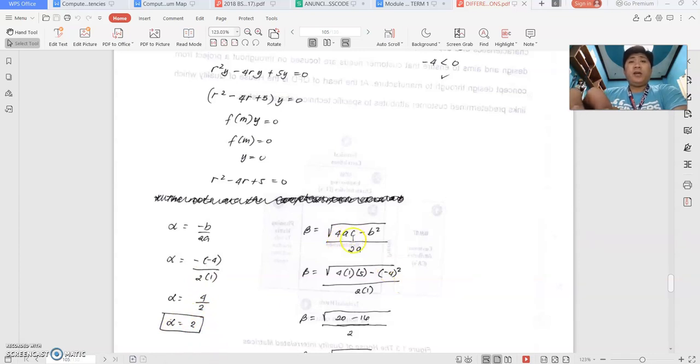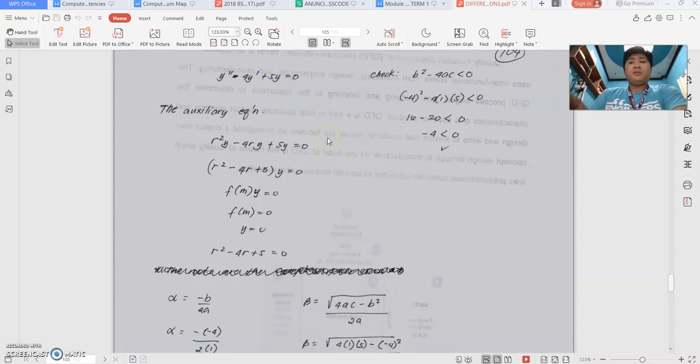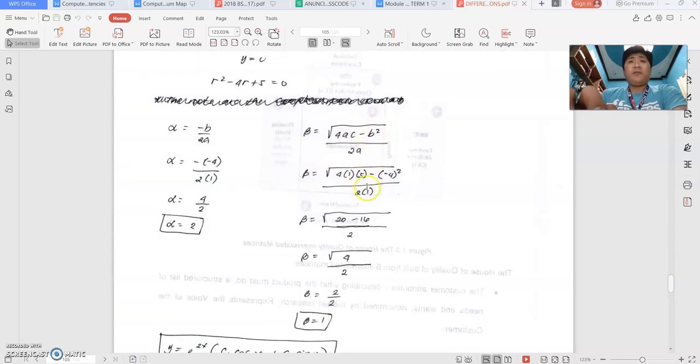Here, your a is 1, your b is 5, right? Our c is 5 from here. So just substitute 5 and 4, we know that that is negative 4. So simply apply mathematics: negative 4 squared is 16. 5 times 4 is 20. 20 minus 16 is 4. Square root of 4 is 2. 2 divided by 2 is 1.